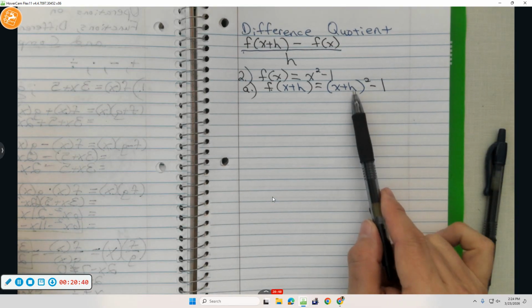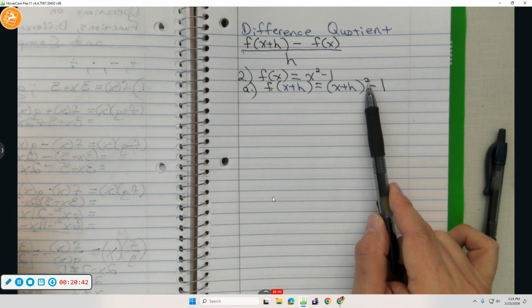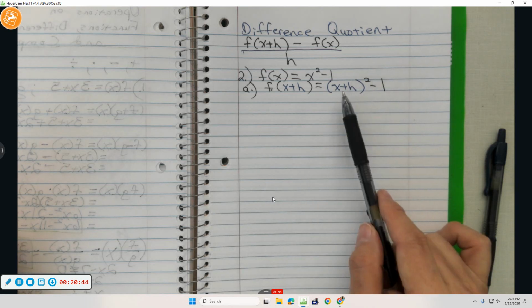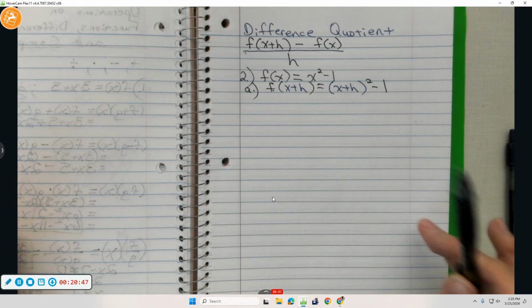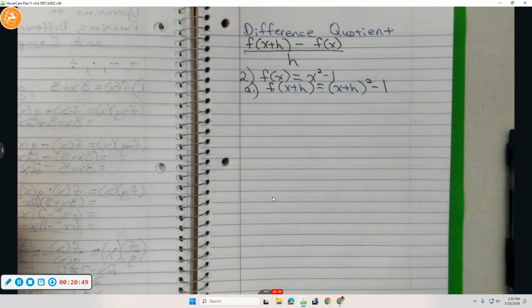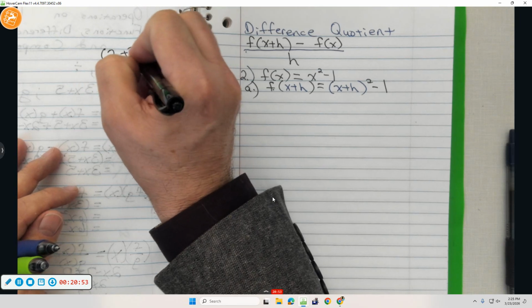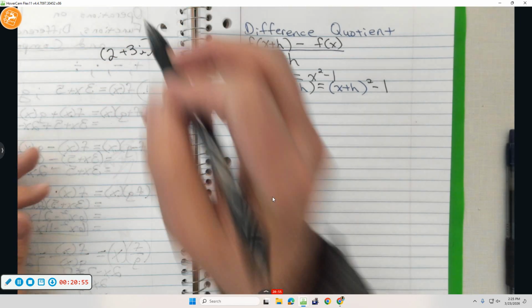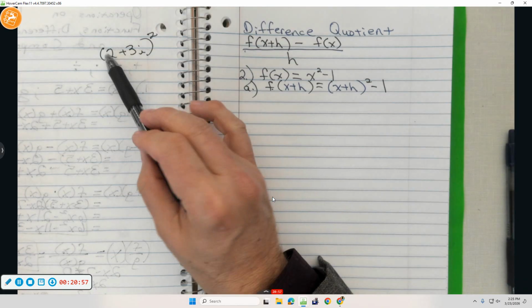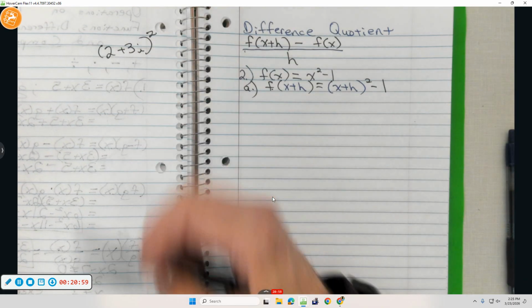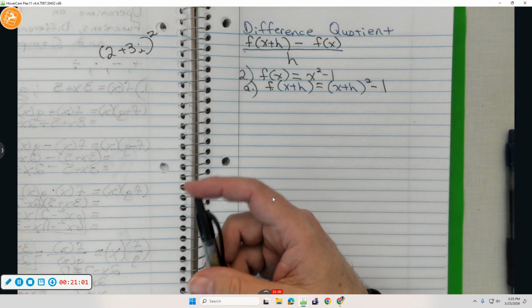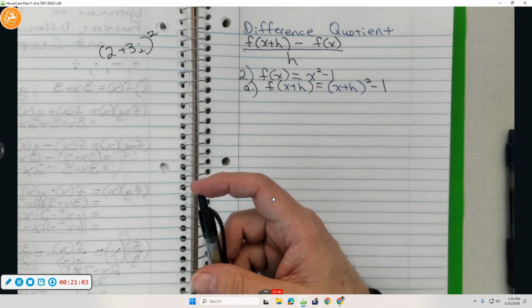This is a sum of two terms being squared. That popped up the first time this semester on the second day of class. We had something like, let's see, what was it? A 2 plus 3i being squared. It wasn't just 2 squared plus 3i squared. What do you have to do if you're squaring a sum or difference?